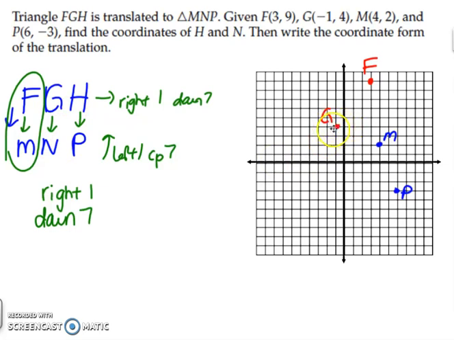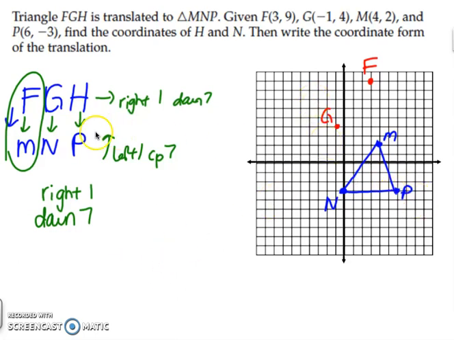So let's try going from G to finding point N. I have a point G, so I can follow this rule of going right 1 and down 7 to get point N. So let's go right 1 and down 7. Okay, that's going to be point N. Now I have a little triangle. How cool. But I'm still trying to find that third piece of that red triangle up here.